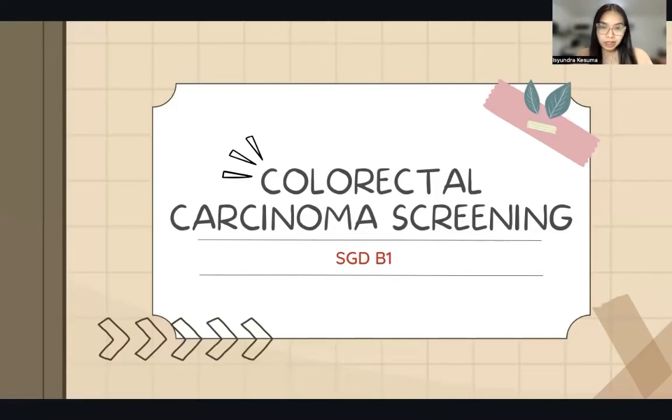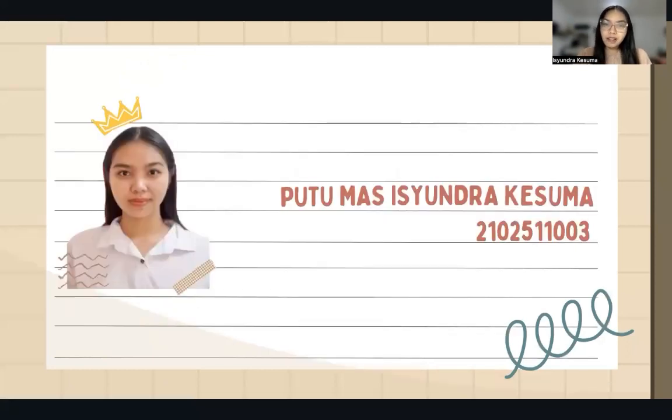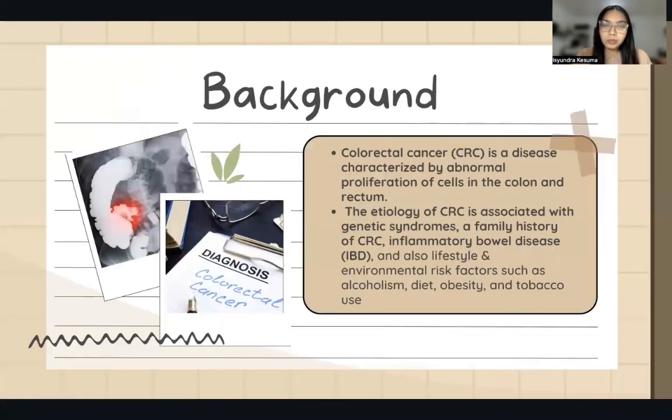We are from Small Group Discussion B1, and today we would like to present our student project entitled Colorectal Carcinoma Screening. Here are our group members, and let me introduce myself. My name is Putumas Ishindrak Sumal, last digit number 003. So the first one is chapter 1. I would like to explain about the background.